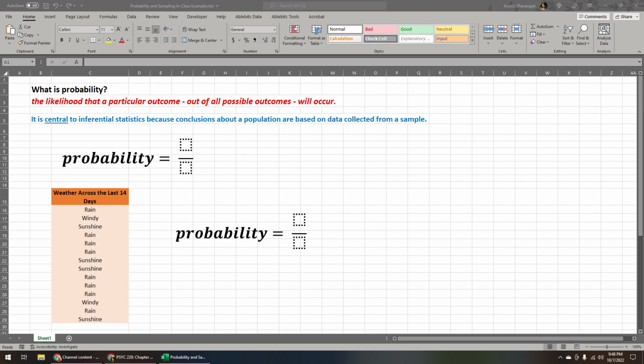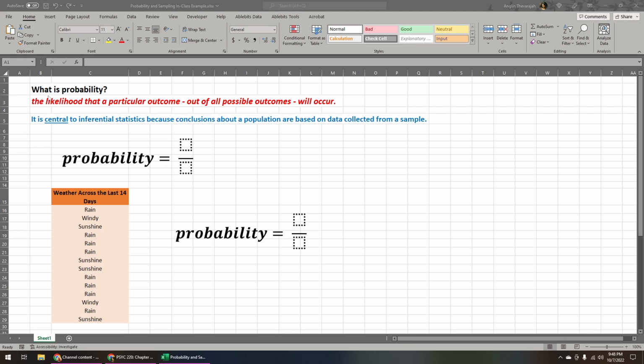Hi guys, welcome to a very quick video on probability and sampling. We're going to figure out how to solve for probability. What do we use probability for? And what are some of the unique importances of probability and using a probable sample?